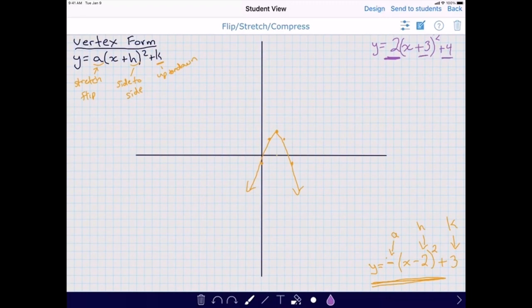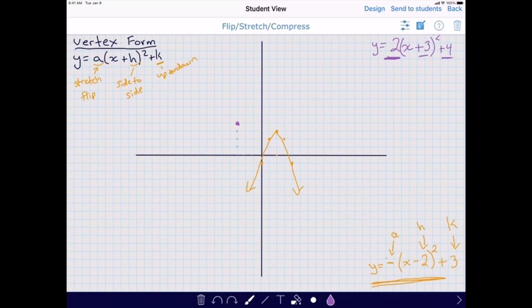So let's look at the vertex first. The vertex is going to be negative 3, not positive 3, but negative 3, and then plus 4. So 1, 2, 3, and then 1, 2, 3, 4. So this is where the new vertex would be. And then let's go through the process of the stretching.